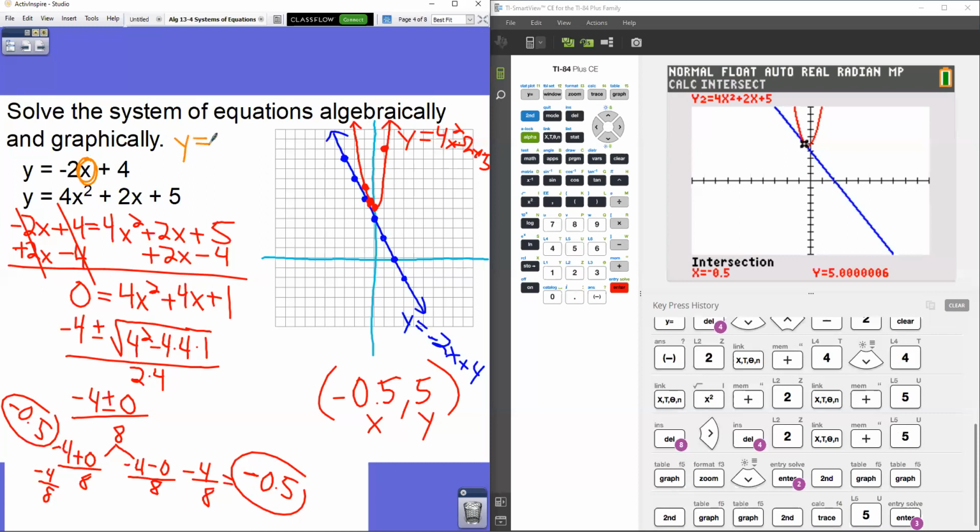So Y equals negative 2 times negative 0.5 plus 4. Negative 2 times negative 0.5 is 1. 1 plus 4 gives you Y equals 5. So notice that we got the correct X value and the correct Y value, exactly what matches how we did it before.